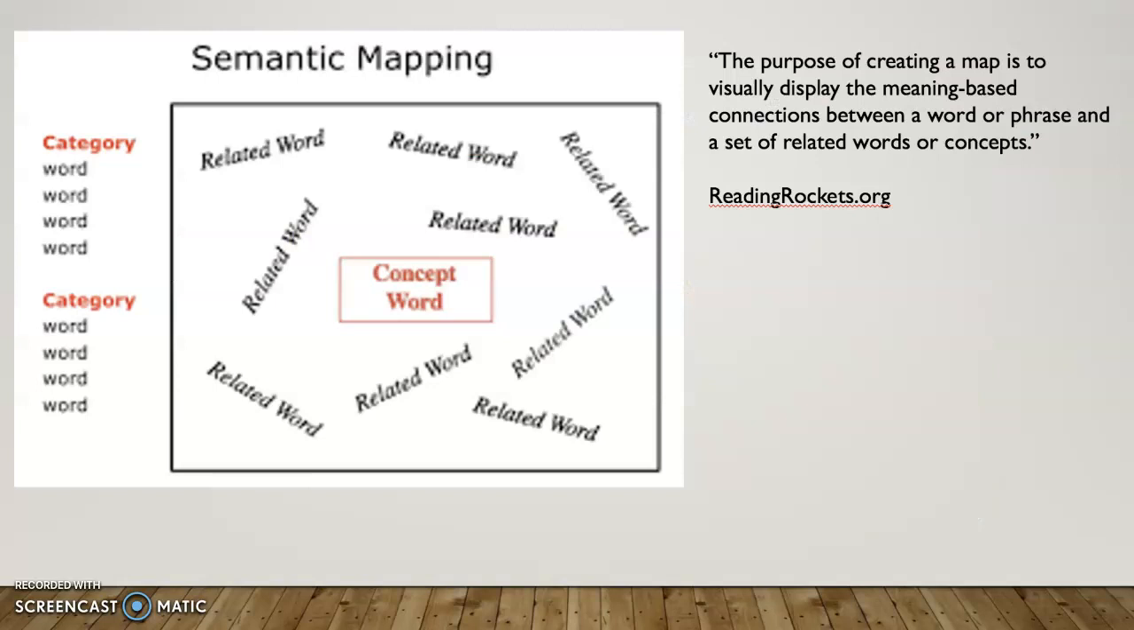Here's a quick overview of what semantic mapping is. It is when you take one concept word and find multiple related words to the concept word. The direct quote from Reading Rockets organization is, "The purpose of creating a map is to visually display the meaning-based connections between a word or phrase or a set of related words or concepts."